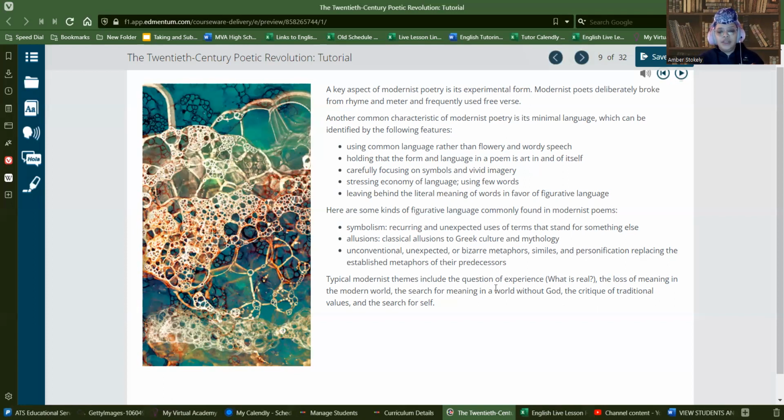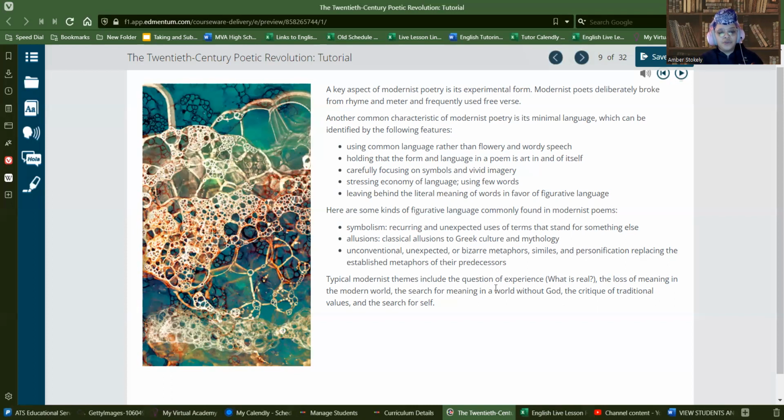The loss of meaning in the modern world. So remember, we're talking about all of the loss that's happened after World War I. We're in the lost generation. So many people have died. What are we here for? What are we throwing our lives away for?